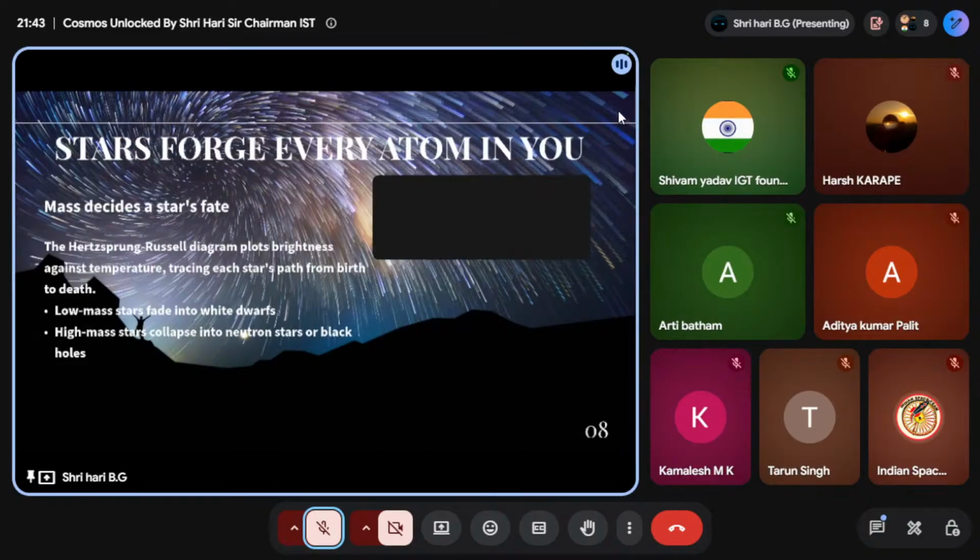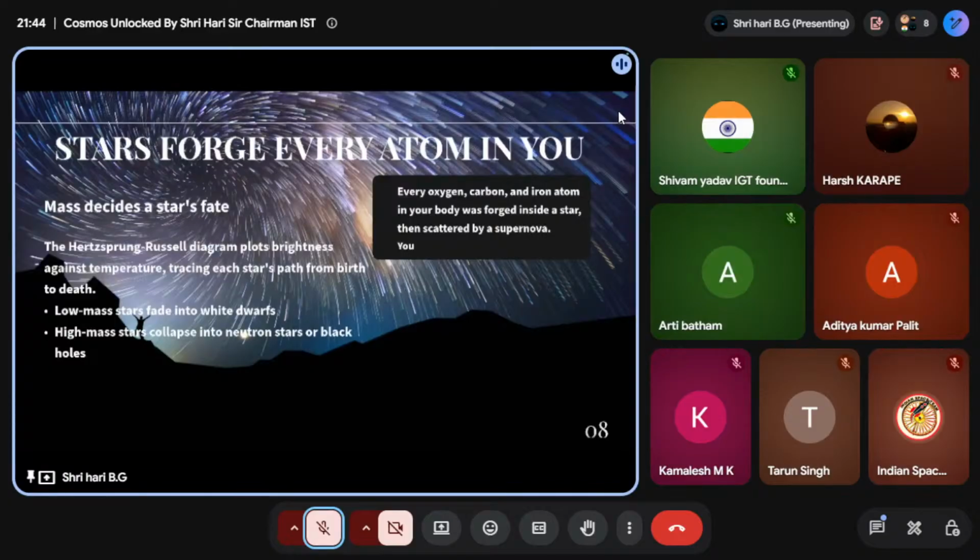And for this, the third is the Hertzsprung-Russell diagram, and this shows us the life path of every star from birth to death. Low mass stars, like our Sun, gently fade into white dwarfs, and high mass stars collapse into neutron stars or black holes, he says. There is a limit, and a star should have some mass to become a black hole. When it exceeds that limit, then that star will become a black hole.